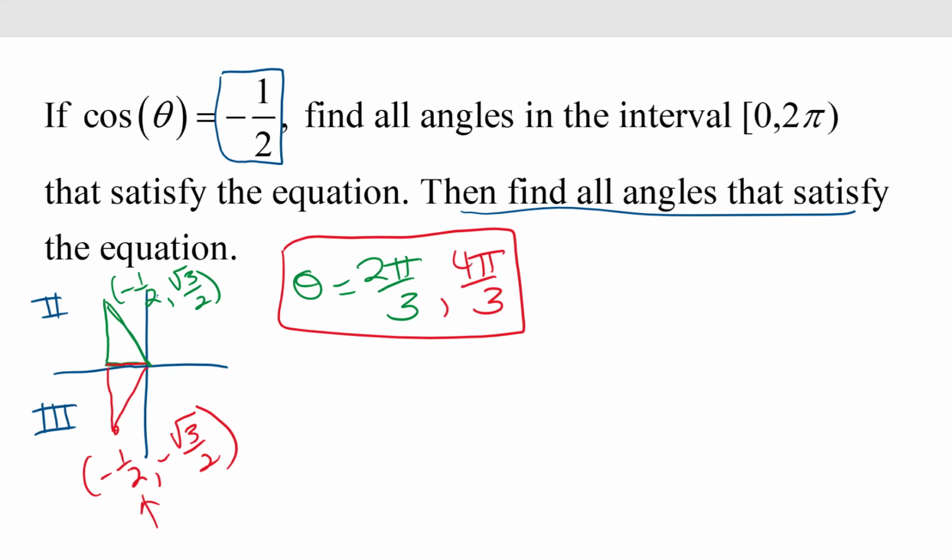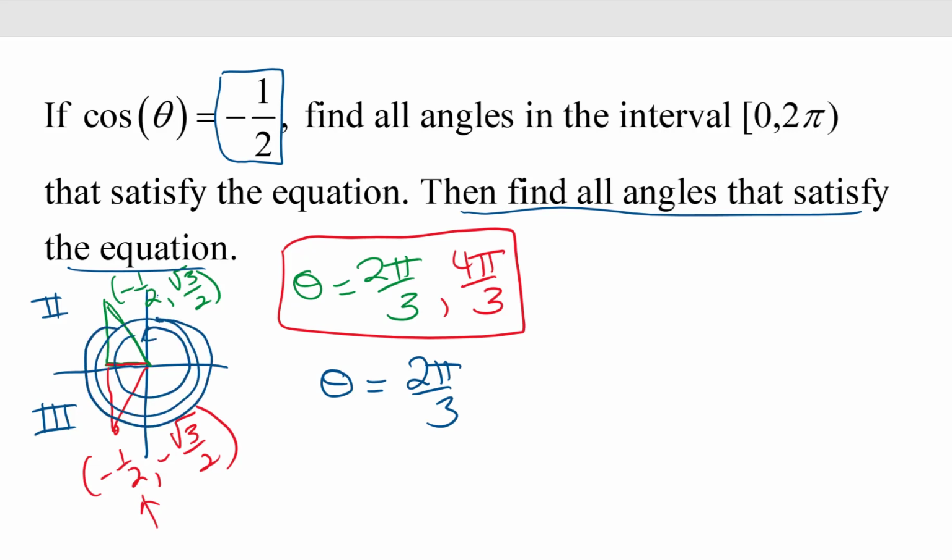Then it says, then find all angles that satisfy the equation. So this would be not between 0 and 2 pi, but more loops around positively or negatively. So the way I would list that one, I would take the first angle, which was 2 pi thirds here in quadrant 2, and then another solution would be another loop around. We could keep looping around. We could also loop around in the negative direction. So we put plus 2 pi k, as a loop around k.